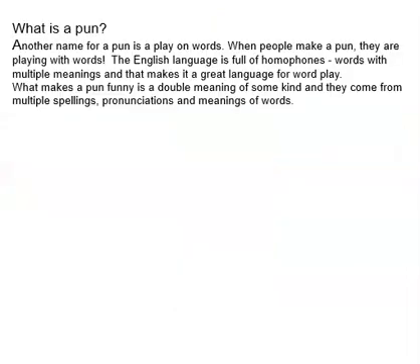What is a pun? Another name for a pun is a play on words. When people make a pun, they are playing with words. The English language is full of homophones, words with multiple meanings, and that makes it a great language for wordplay. What makes a pun funny is a double meaning of some kind, and they come from multiple spellings, pronunciations, and meanings of words.